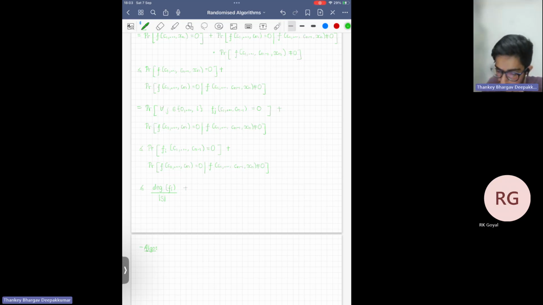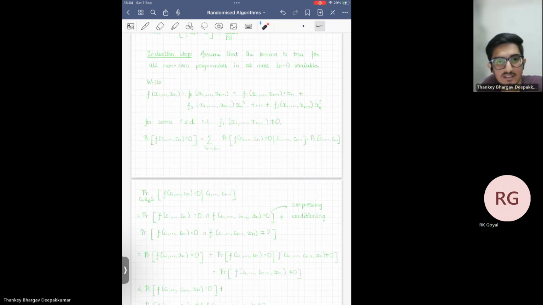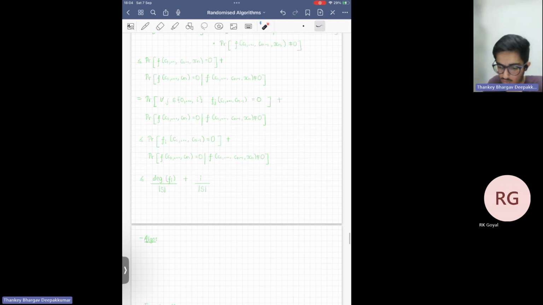And what about the second part? So over here, the univariate is non-zero. But when I plug in Cn, the polynomial becomes zero. So this must be at most i over size of S because the degree of the univariate is i, right? So here to here makes sense, right? Over here, I use the induction hypothesis. Here, I use the very first observation that a univariate has at most i roots.